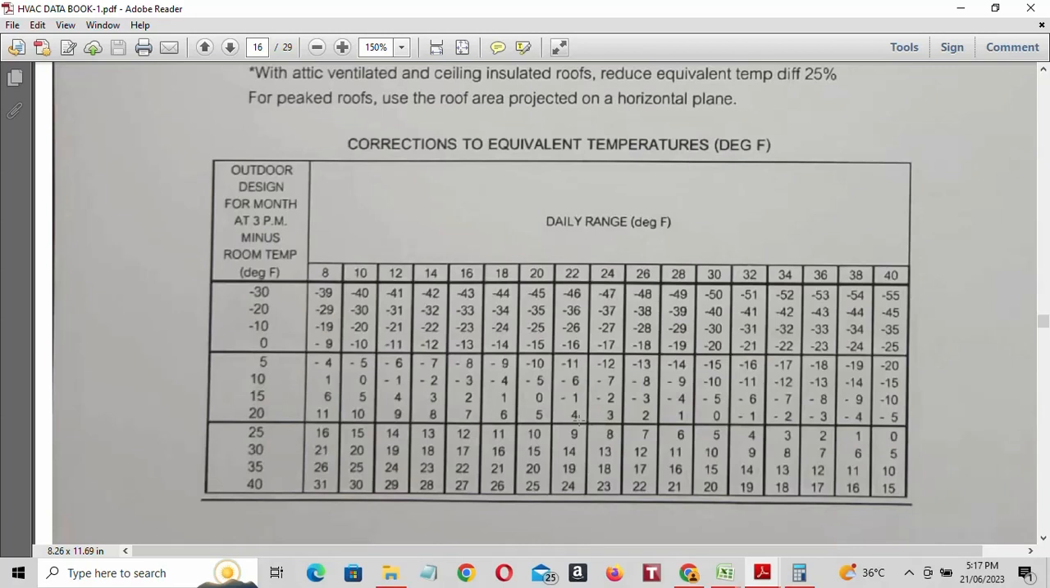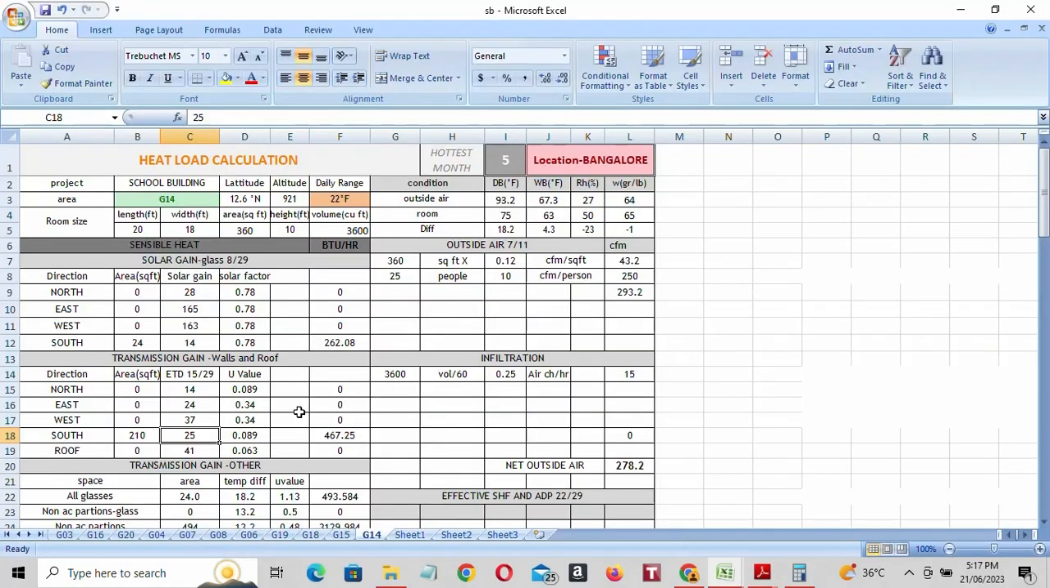So you have to add this value to our equivalent temperature difference, that is 21. 21 plus 4 is equal to 25. So you will get 25, okay.